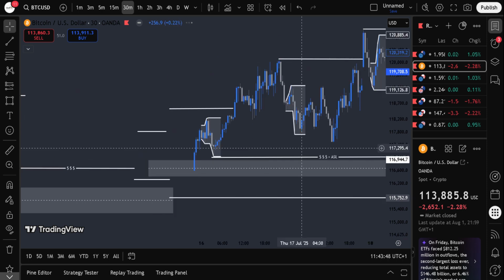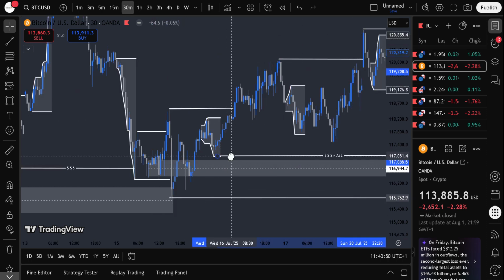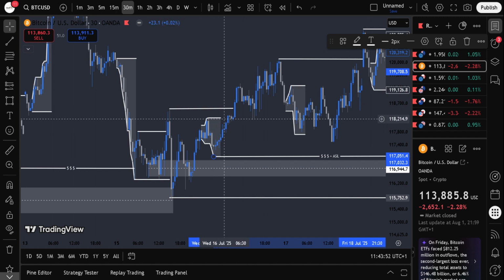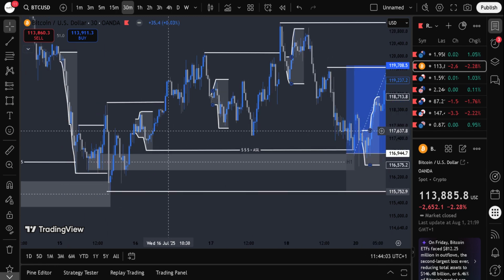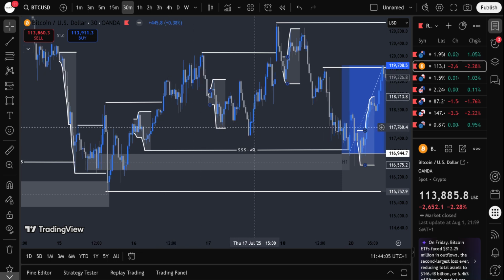So if you look clearly, we had an Asian low right here, right? This white line is the Asian low, the one above is the Asian high. This is what gave me the confidence to execute this trade with a higher amount of risk, and this is the reason why it gave us most of the account's profit.